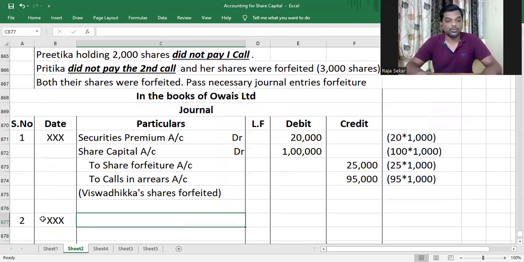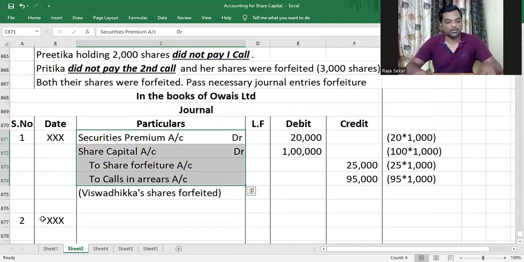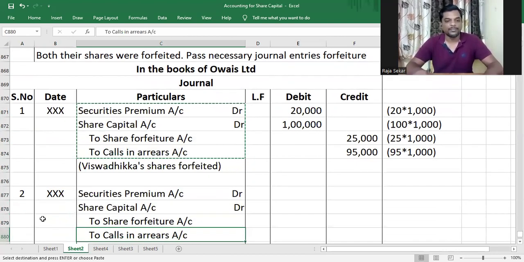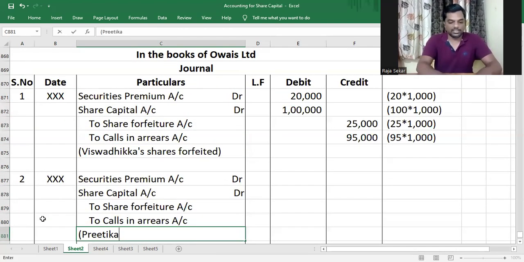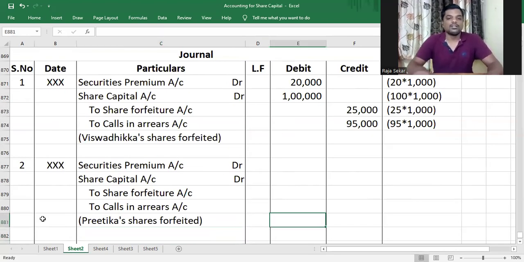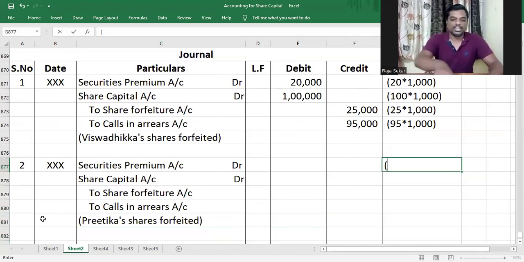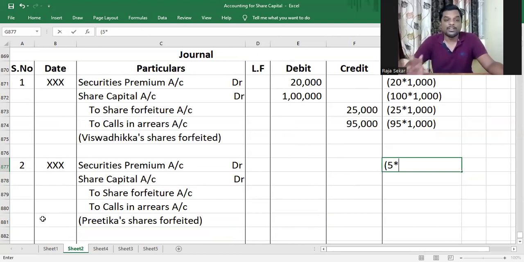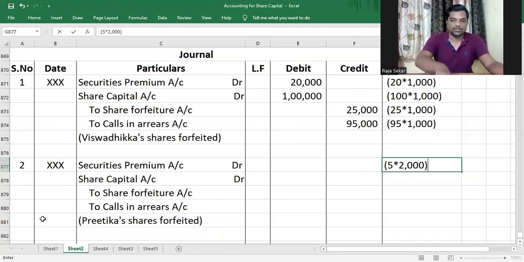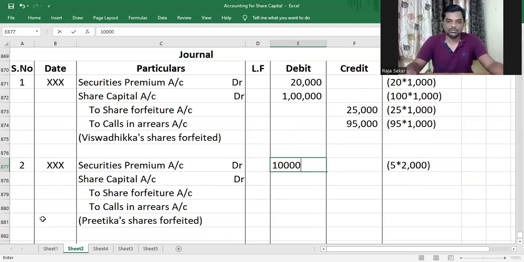So what are we supposed to do now? We still have to debit securities premium account because some part of premium she hasn't paid. Pritika's shares forfeited. The amount that we have to debit Pritika with is a part of the premium called up but unpaid portion of premium. Totally 20 rupees premium was called up, but out of which, along with allotment, 15 was receivable. That she paid. The 5 rupees receivable along with first call, she didn't pay. The 5 into 2000, which is 10,000.